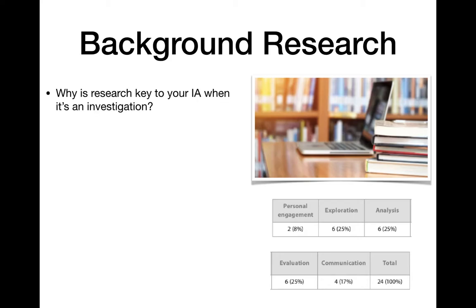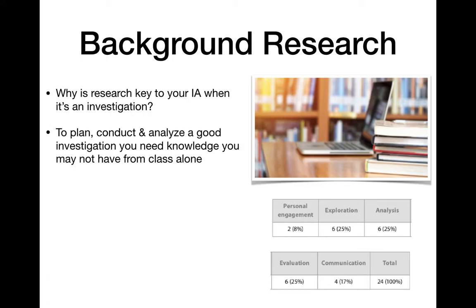So why do we have to do research? Why do we have to look up other sources online or in books and databases when the IA is an investigation? Well, several components of the IA require other sources of information. And the biggest one to start with is for you to plan an investigation, conduct it, and then analyze it, with an investigation we haven't done together in class. You're going to need to do some research.